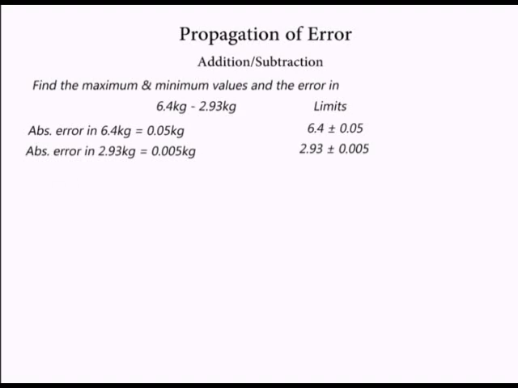Now, to get the maximum possible difference, we do maximum possible value minus the minimum possible value. And so we go for the upper limit of 6.4, that is 6.45. But we subtract the lower limit of 2.93, that is 2.925, and that will give us 3.525.